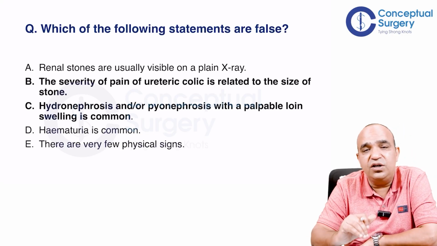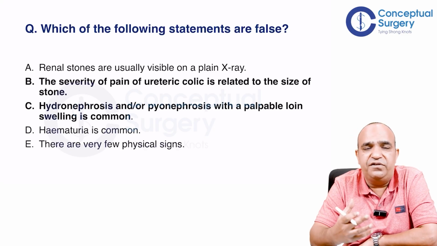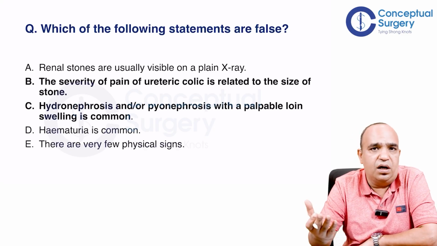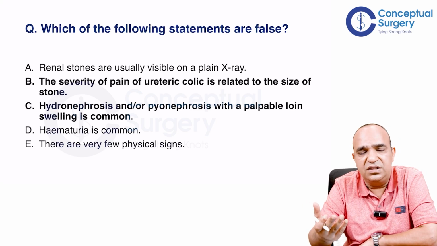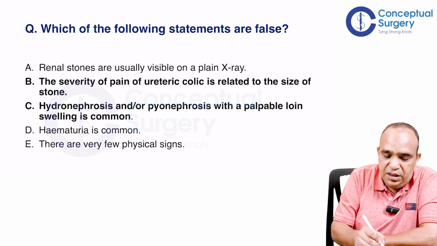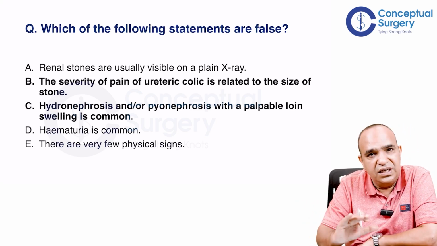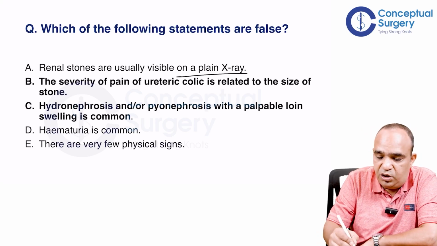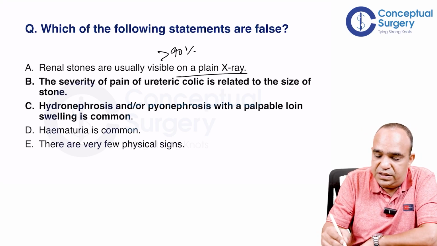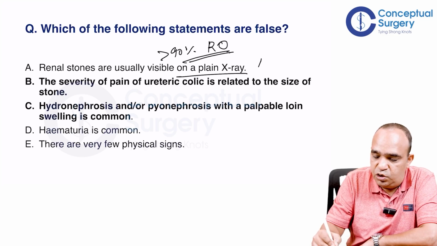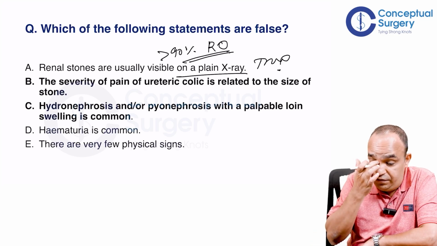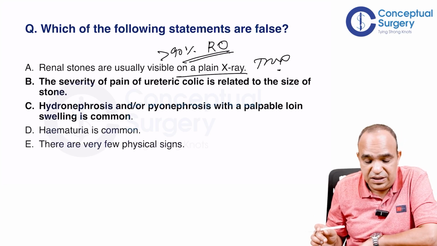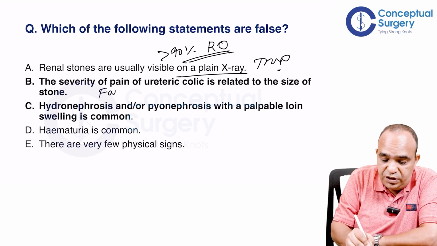In these kind of questions, you need the information. You cannot just use your tukka, right? You can just by chance pick any choice. Okay. So no role for confusion in these type of questions. So renal stones are usually visible on X-ray, more than 90% are radio-opaque. So true. The severity of pain of ureteric colic, that is ureteric stone, is related to size of the stone.